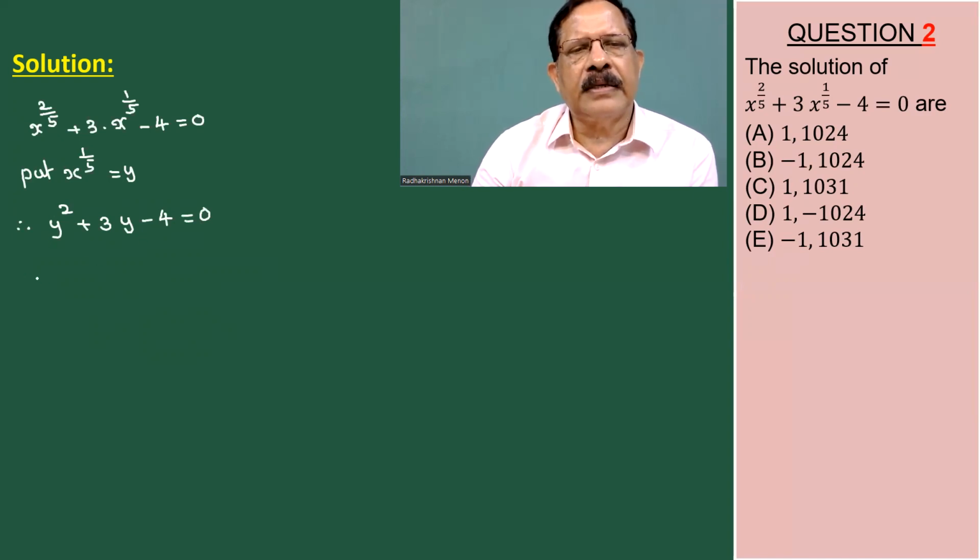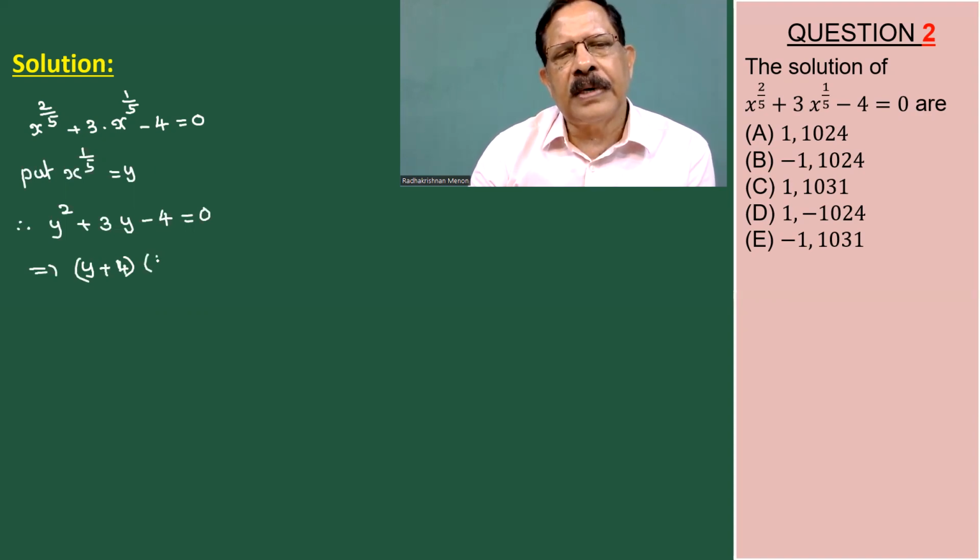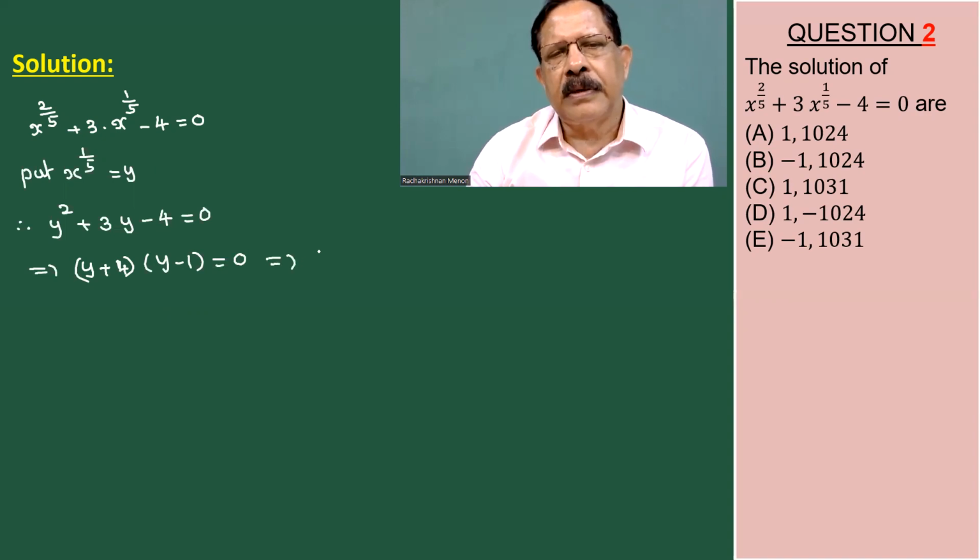I think you can factorize it. Which implies y, you are getting 3 and you are getting minus 4, so plus 4 and minus 1, is it not? y plus 4 into y minus 1, which implies y equal to minus 4 or y equal to 1.